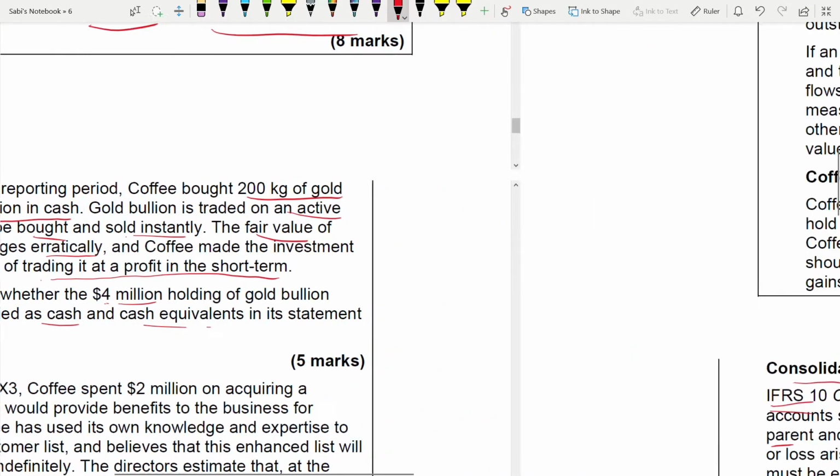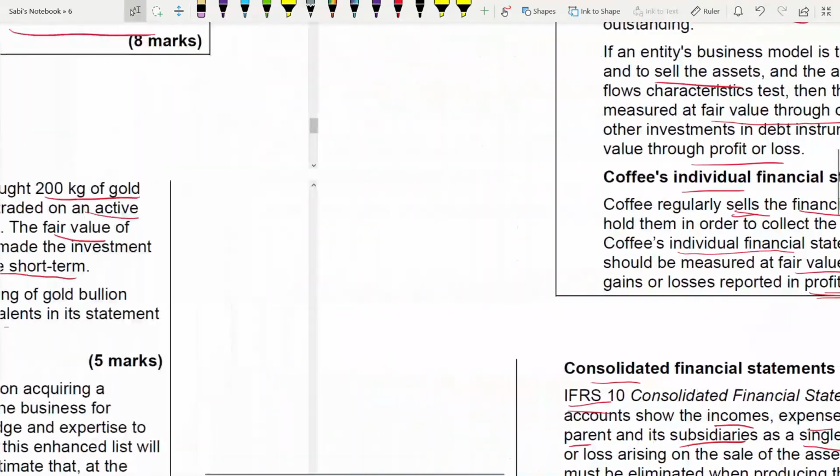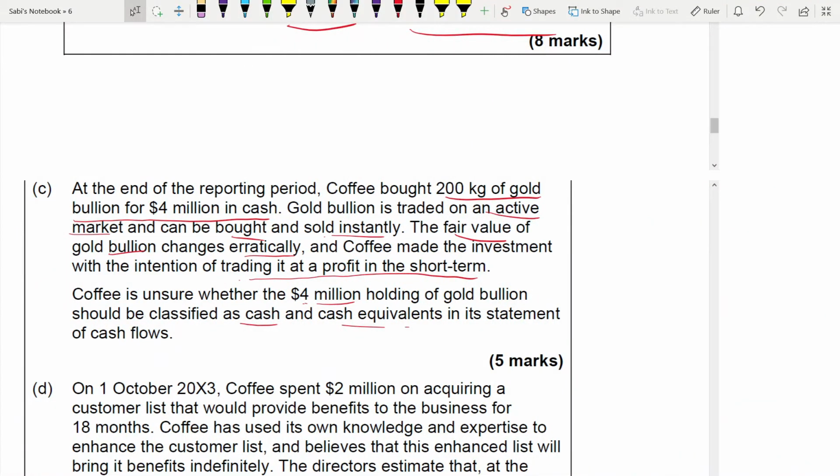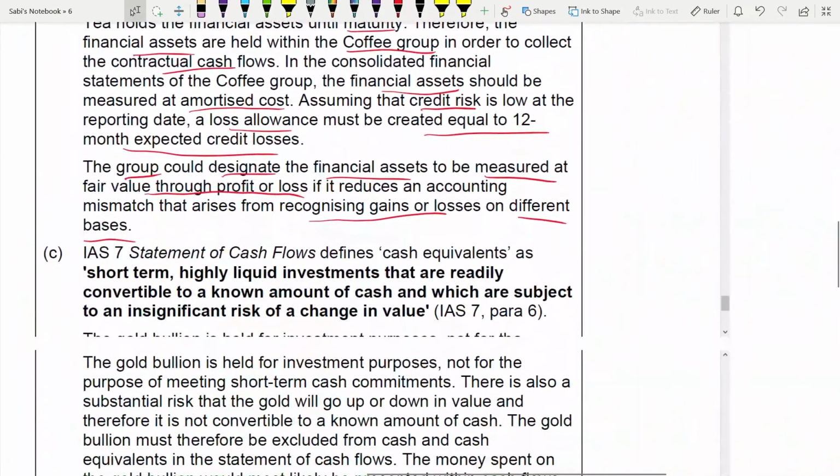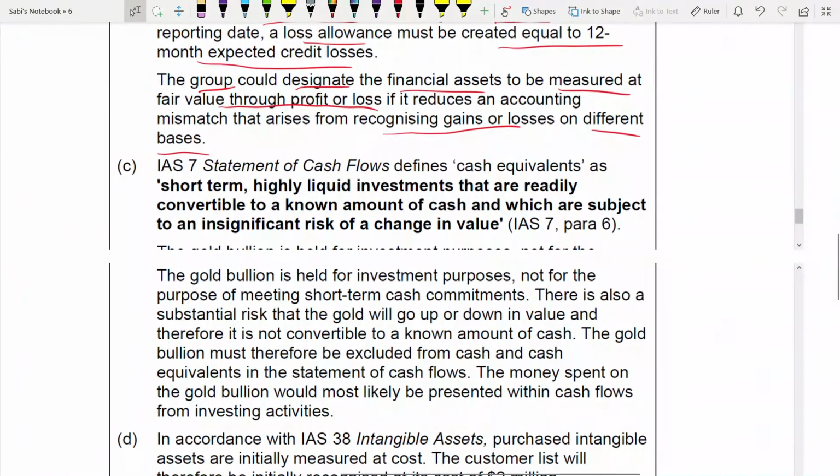Okay, so let's see. For this, which standard should you know, even though they didn't specify the standard? Just because they asked whether cash or cash equivalent, IAS 7, remember. Because IAS 7 will define cash and cash equivalent. So C is about that. Okay, it's very short.